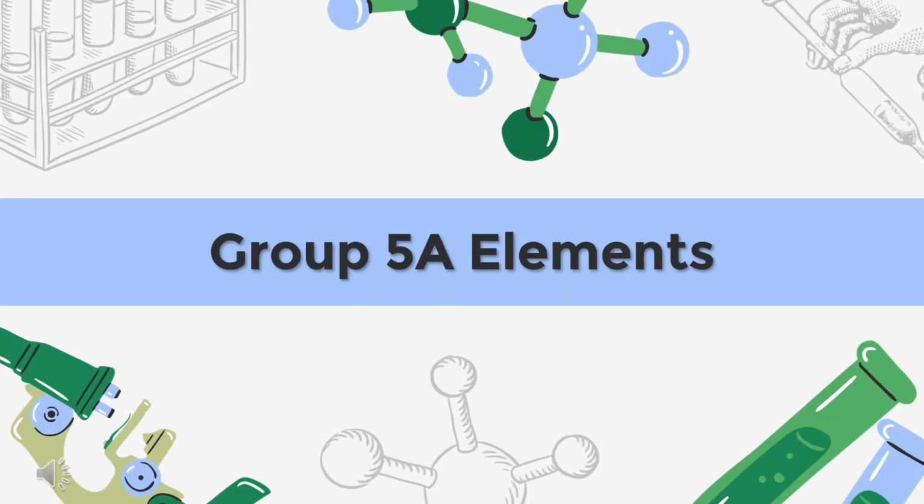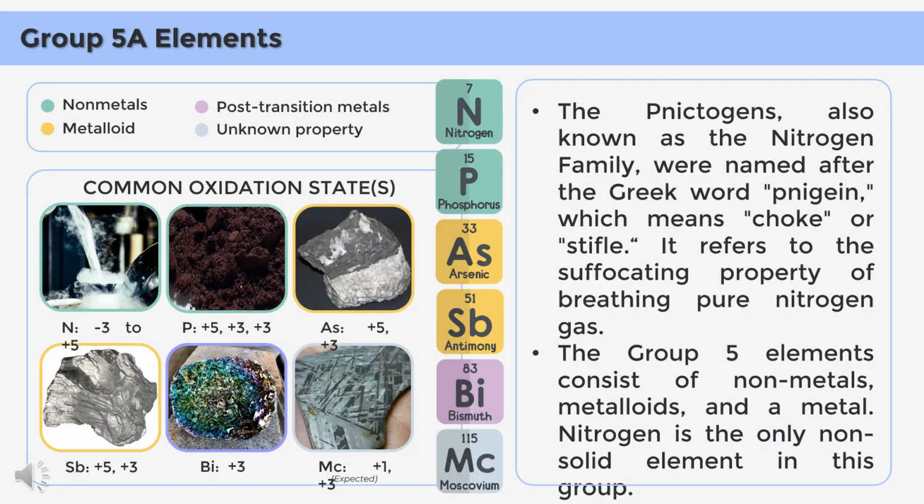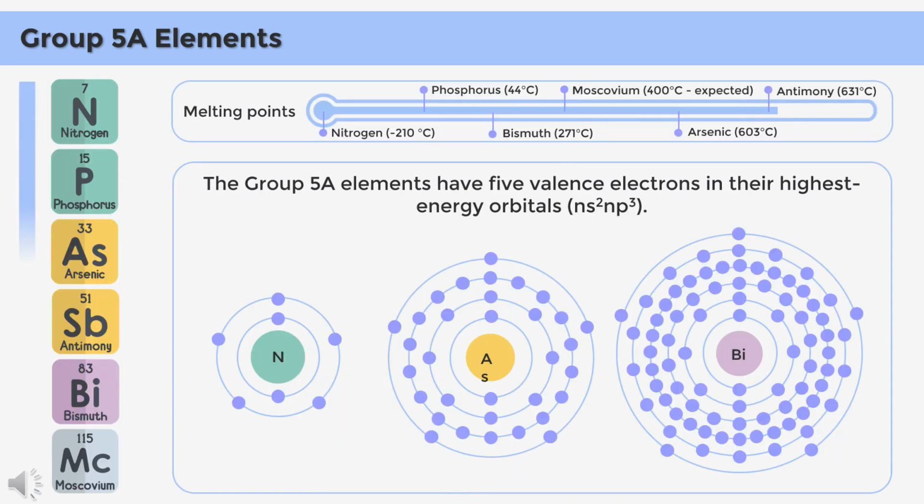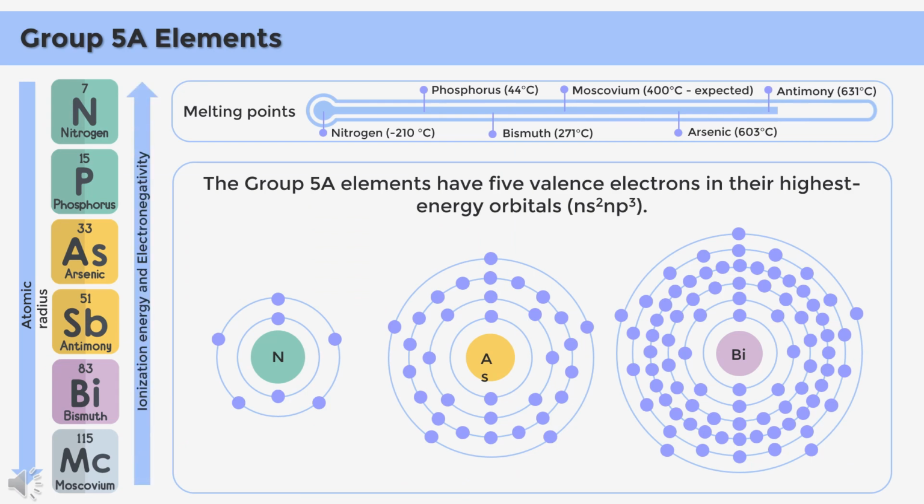Let's now go to group 5A elements. The pnictogens, also known as the nitrogen family, were named after the Greek word pnigein, which means choke or stifle. It refers to the suffocating property of breathing pure nitrogen gas. Group 5 elements consist of nonmetals, metalloids, and a metal. Nitrogen is the only non-solid element in this group. The atomic radius of group 5 elements increases down a group, and ionization energy and electronegativity decrease down a group. Also, the group 5 elements have 5 valence electrons in their highest energy orbitals.